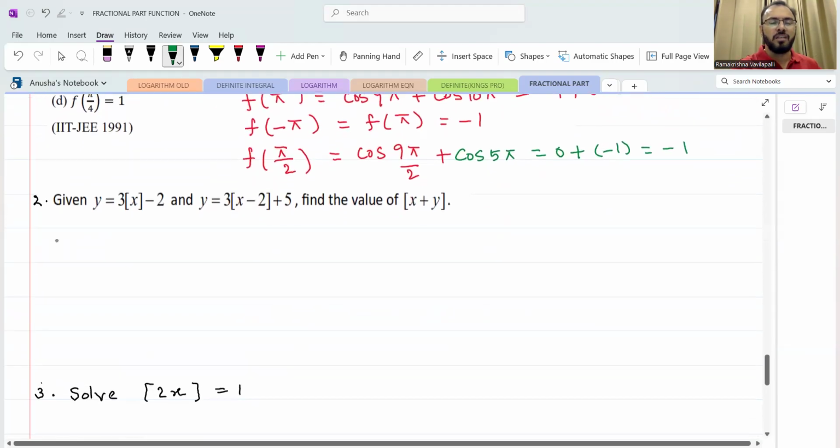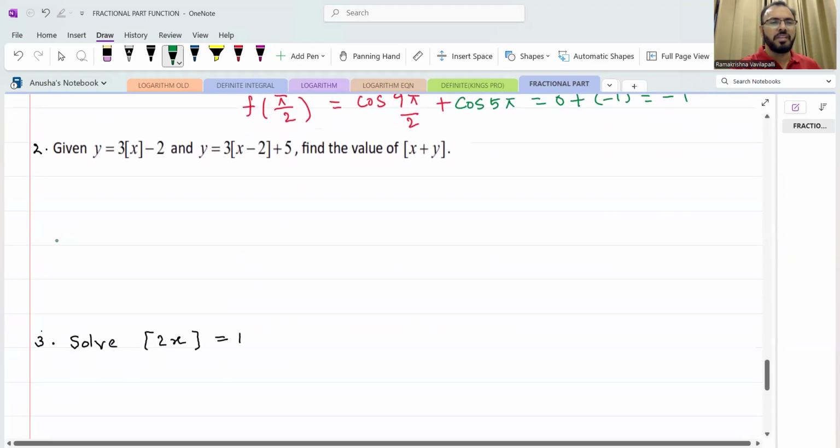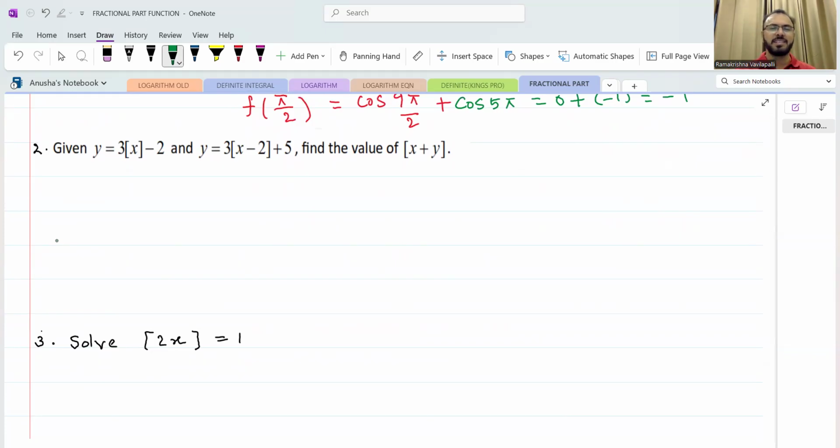We need to solve two equations involving greatest integer functions. Y equal to 3 into integral part of x minus 2. Y equal to 3 into integral part of x minus 2 plus 5. Asking what is the integral part of x plus y.